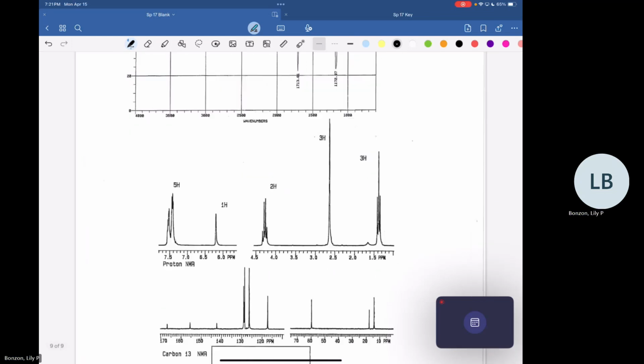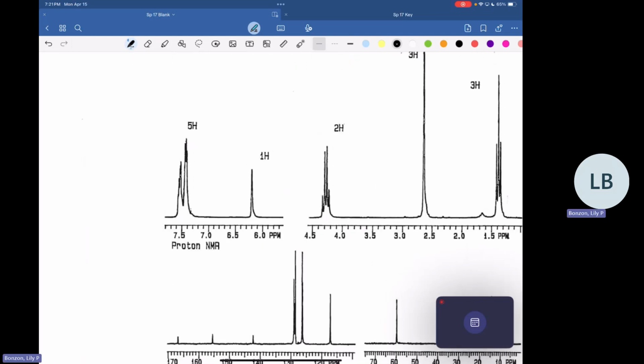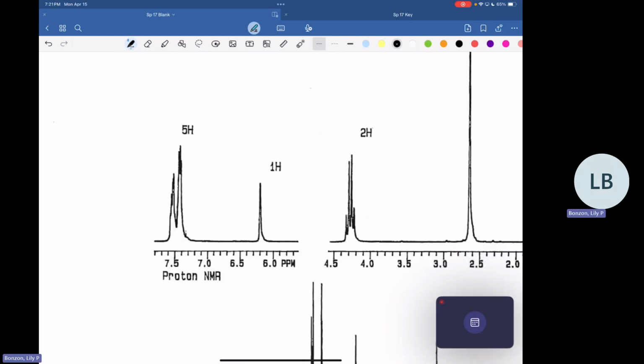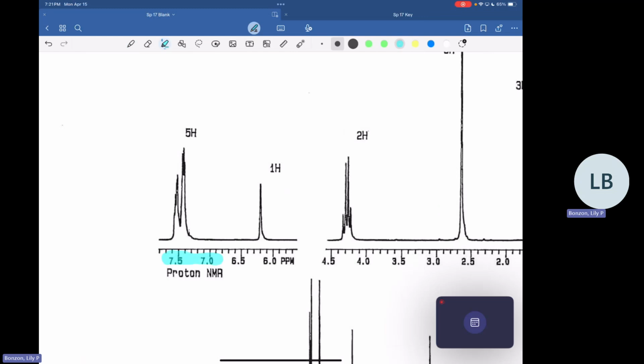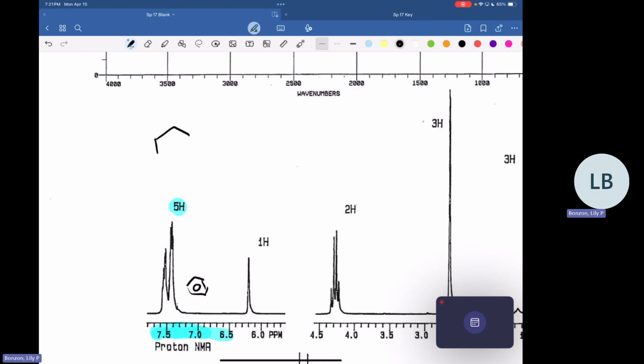And if we quickly go to the proton NMR, we see in the 6.5 to 7.5 region, we have this 5 hydrogen peak. So this is the benzene region, and 5 hydrogen indicates that we have 5 hydrogens on the benzene. So that leaves us with a monosubstituted benzene.